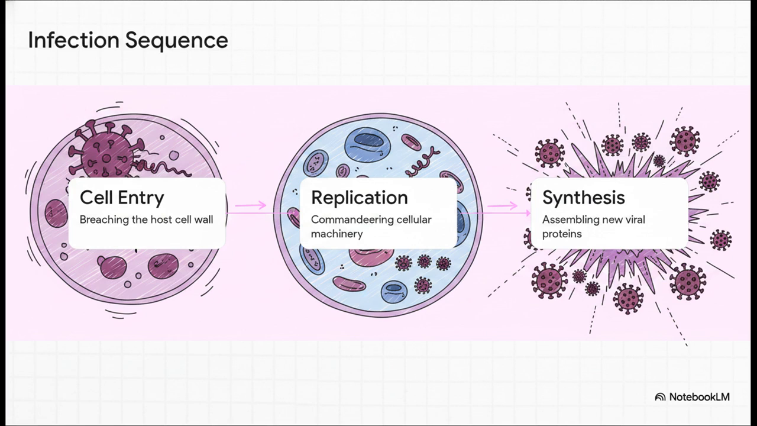Once it gets inside, it completely commandeers the host's own cellular machinery. It literally turns your cell into a relentless virus factory, just churning out copies of that malicious genetic material we just talked about. And finally, protein synthesis. The cell is forced to assemble a brand new army of pathogens until it eventually just bursts, releasing thousands of new viruses to go infect the rest of your body.